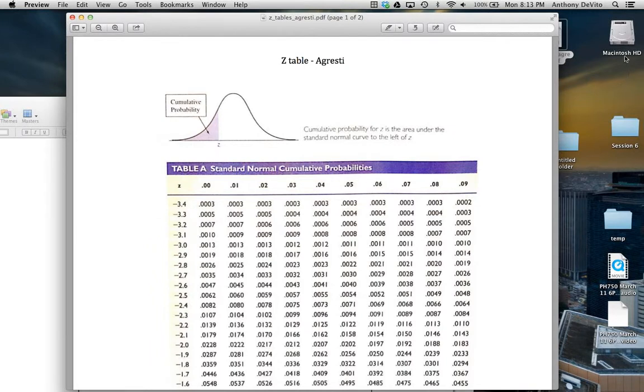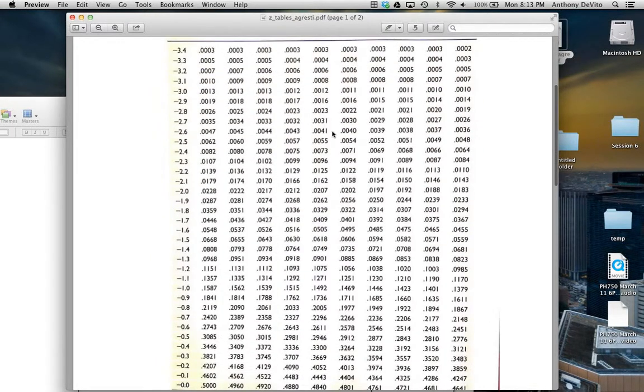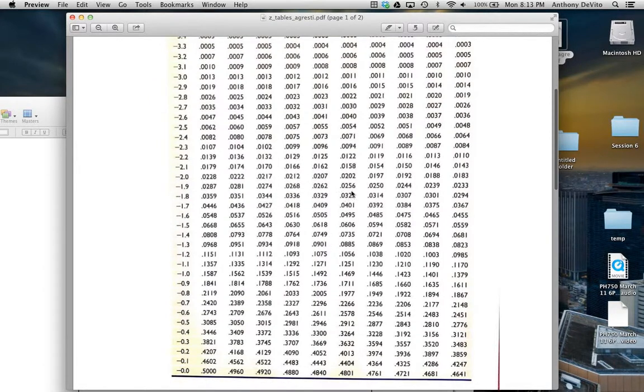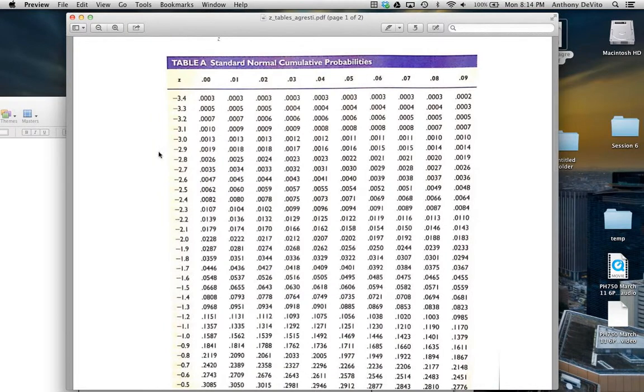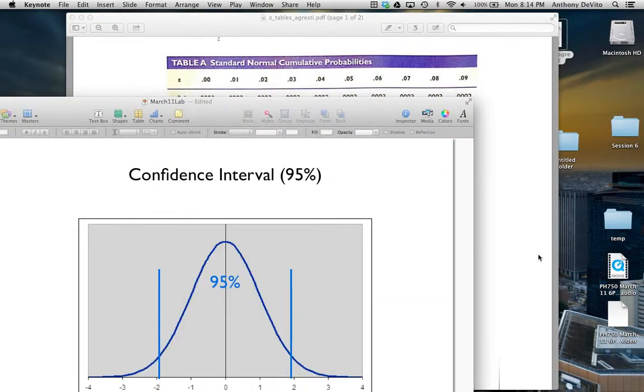Any guesses on that? What does that area have to be for 95% to be between that value and a value at the top? That's the same area, right? I'm going to need that to be 2.5%. 2.5% here, 2.5% there, leaves 95% in between. So I'm going to look for 2.5%. And as I look through here, here's 2.5% right here. And that represents a z-score of negative 1.96.